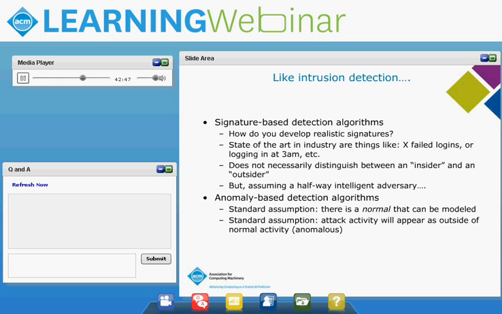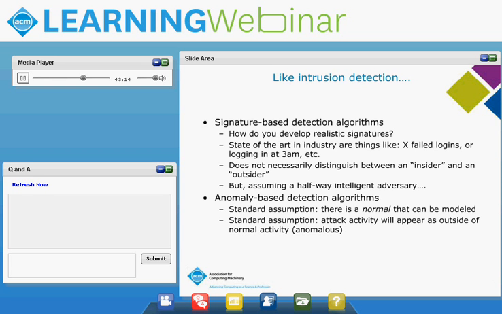But here, the assumption underlying anomaly-based detection is that there is a normal for each person and that normal can be modeled. So assuming that holds true, then the next assumption is that any attack activity will be anomalous, and that, conversely, anomalous activity is actually an attack. These assumptions do not necessarily hold true, and so it becomes a very, very difficult problem to solve.